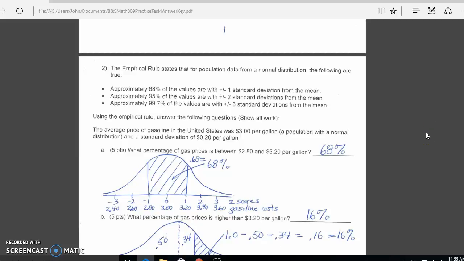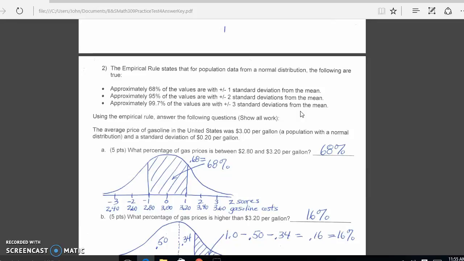This is practice test number 4, and we're looking at problem 2, and in this video we're going to do letter A. We are first told the empirical rule that we covered in problem number 1 for a normal distribution, and you see the 3 rules for the empirical rule stated at the top of the page. And using these rules, we're going to answer the following question.